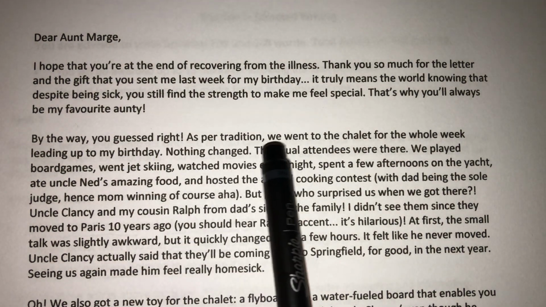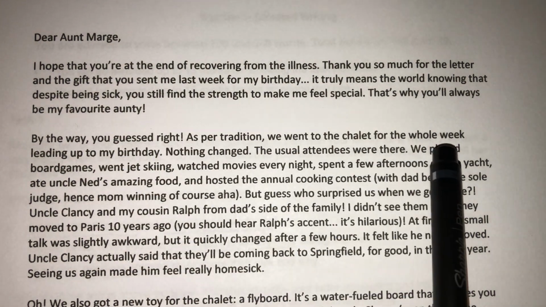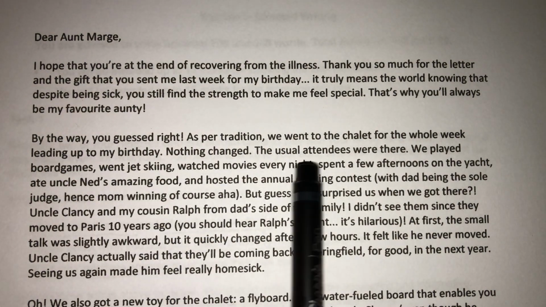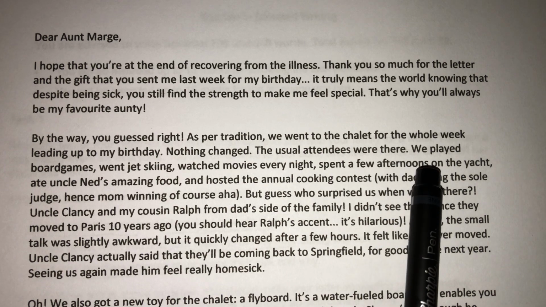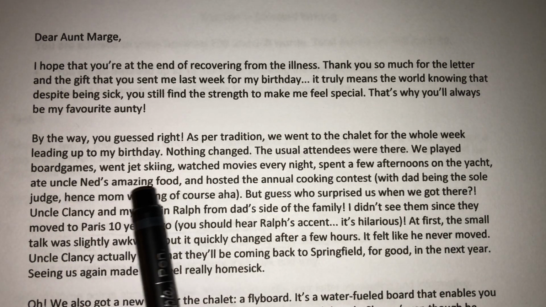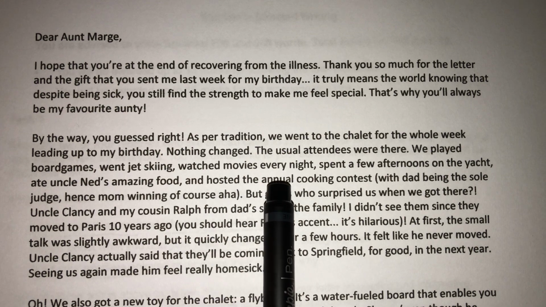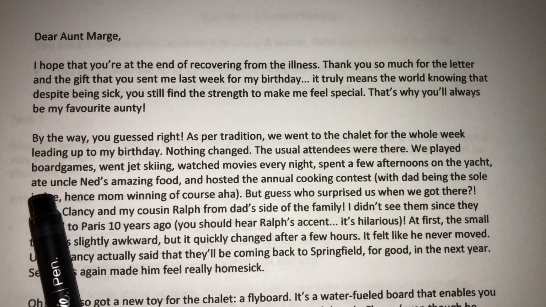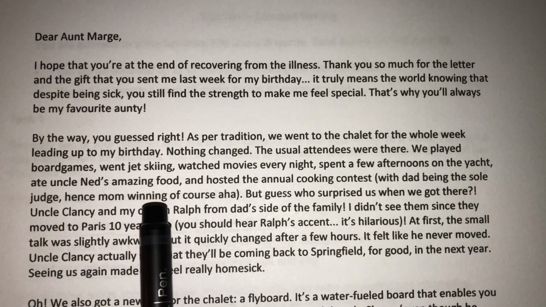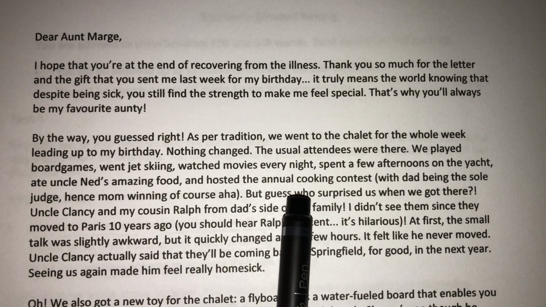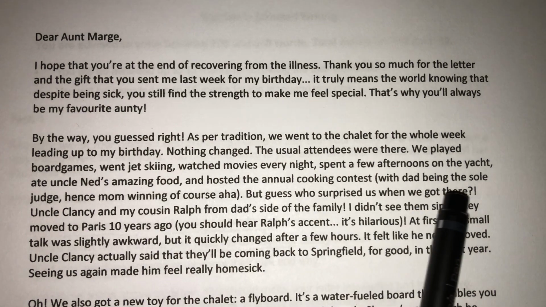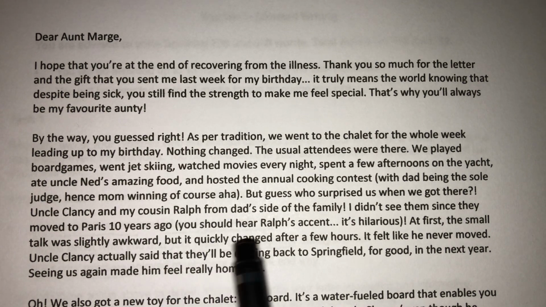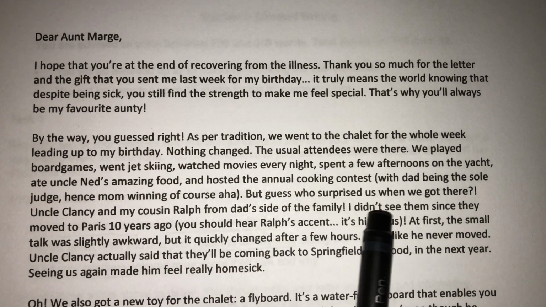By the way, you guessed right. As per tradition, we went to the chalet for the whole week leading up to my birthday. Nothing changed. The usual attendees were there. We played board games, went jet skiing, watched movies every night, spent a few afternoons on the yacht, ate Uncle Ned's amazing food, and hosted the annual cooking contest, with Dad being the sole judge, hence Mom winning, of course. Haha.